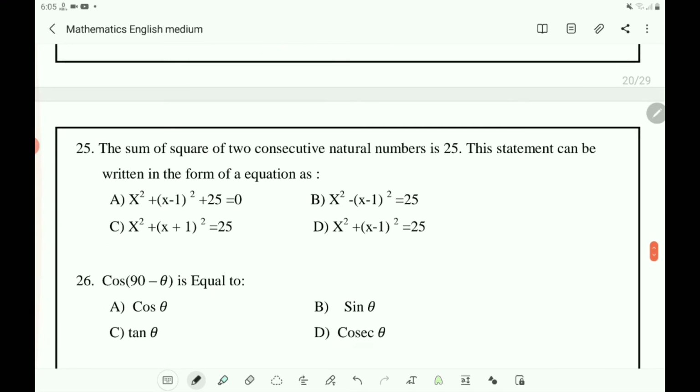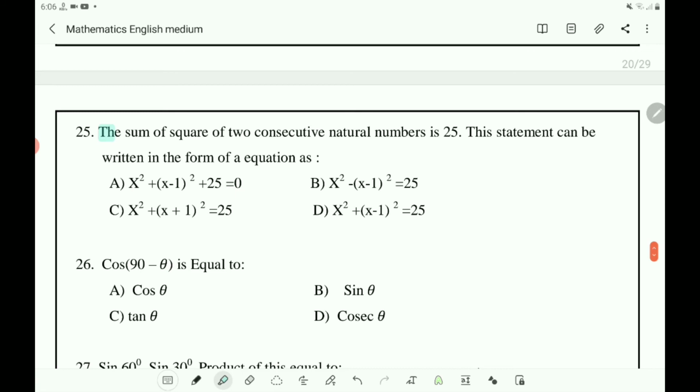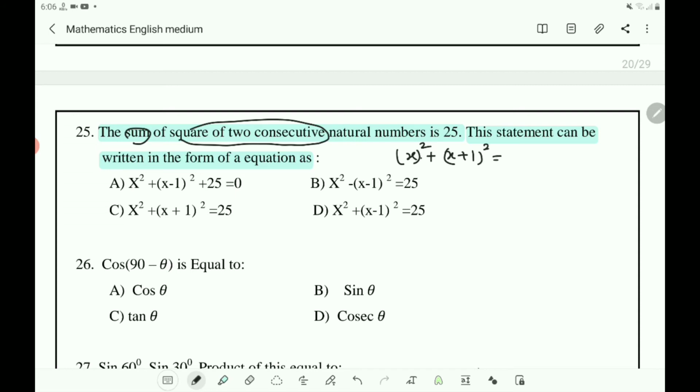Then you take question number 25. The sum of squares of two consecutive natural numbers is 25. This statement can be written in the form of an equation. The two consecutive natural numbers are x and x plus 1. Sum of their squares means x squared plus (x plus 1) whole squared equals 25.